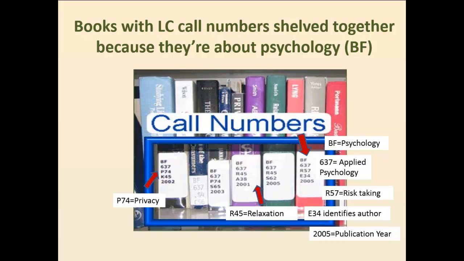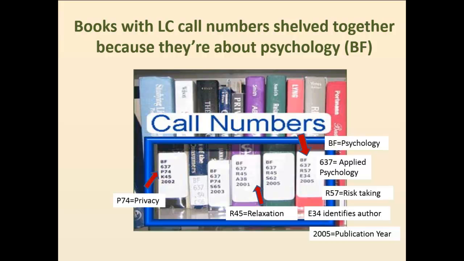Books with LC call numbers, here's an example of them shelved together. In this case, they are shelved together with the call number BF, which stands for psychology. So if you break the call number down, BF stands for psychology. The 637 that you see below that means more specifically applied psychology. R57 means that the subject of this book is dealing with risk-taking. E34 is a code identifying the author, and 2005 is the publication year.